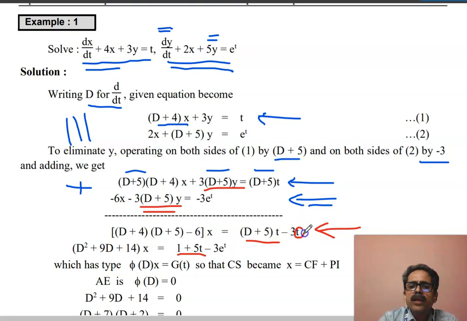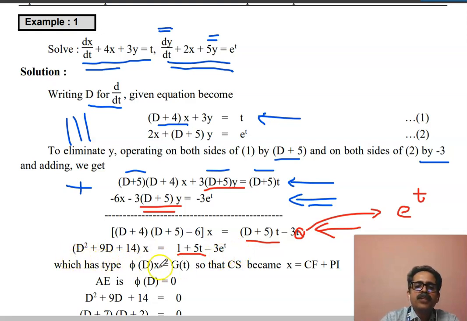So here instead of t there should be what? E raised to t. I have written here simply t. Instead of t there should be e raised to t. Okay, fine. So we find this. This step is okay, fine.